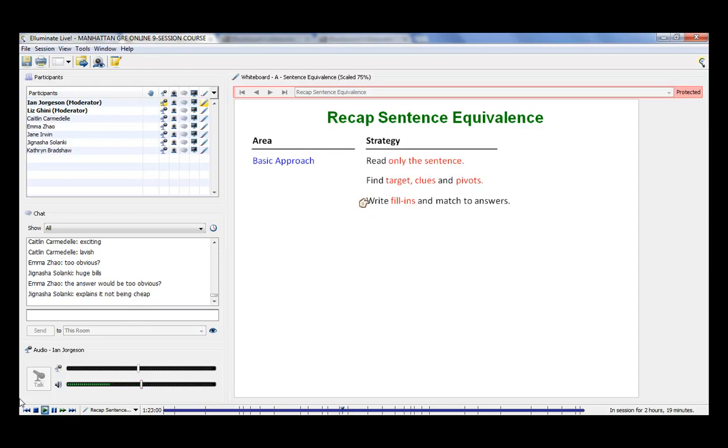Real key, doing a good job of writing our own fill-ins, and then not plugging the answers in, but instead testing the answers against our fill-in word. Writing fill-ins really is about anything that gets the idea across. It doesn't have to be the greatest word. You can recycle words that are already in the sentence. You can use simple words.